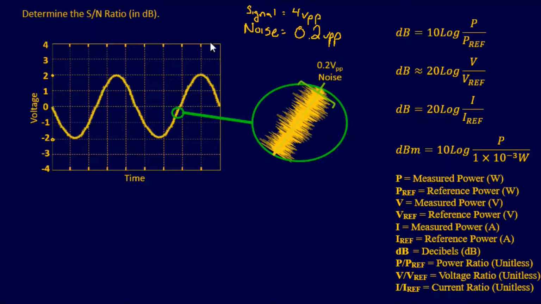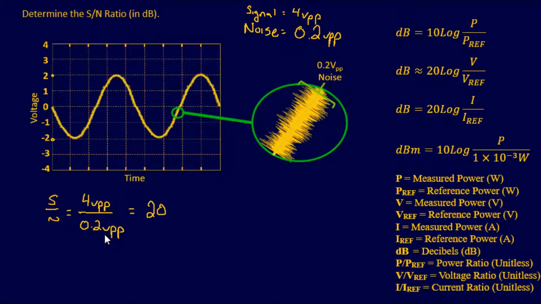Okay, so that's pretty simple. Well, if you're doing a ratio, all you have to do is put your signal over your noise. So for this one, our signal to noise ratio, this is not in decibels yet, this is just the ratio, is 4 volts peak to peak over 0.2 volts peak to peak. And if we plug and chug that in our calculator, it's going to give us a signal-to-noise ratio of 20. Now this is a voltage ratio.